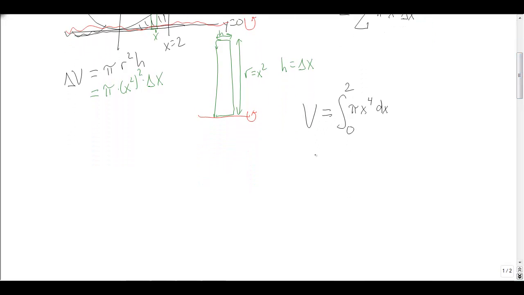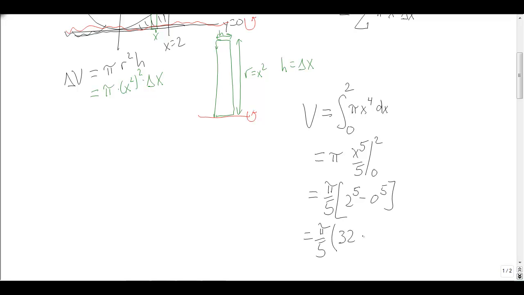Now, let's evaluate this. I can pull the pi out. The antiderivative of x to the fourth is x to the fifth over 5. We just evaluate from 0 to 2. I could write this as pi over 5 times 2 to the fifth minus 0 to the fifth. Well, 2 to the fifth is 32, and 0 to the fifth is 0. So I'm going to end up with 32 pi over 5 as our volume.